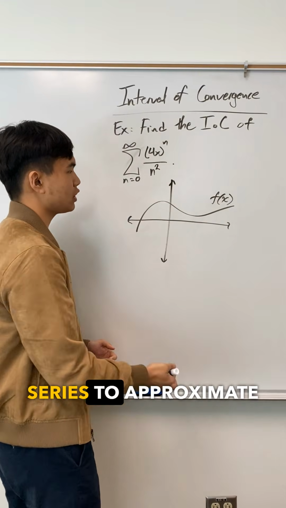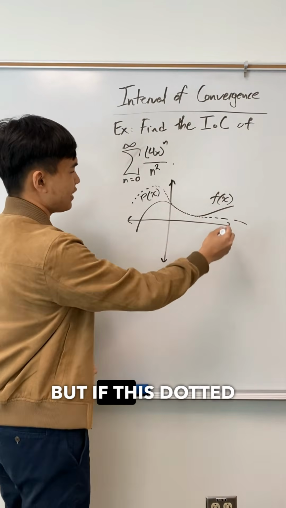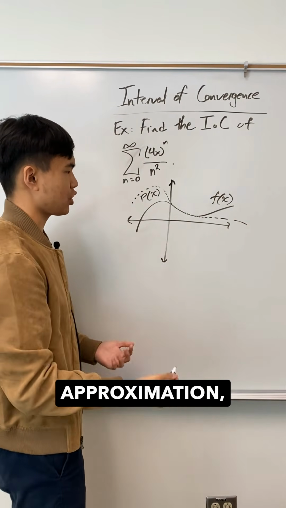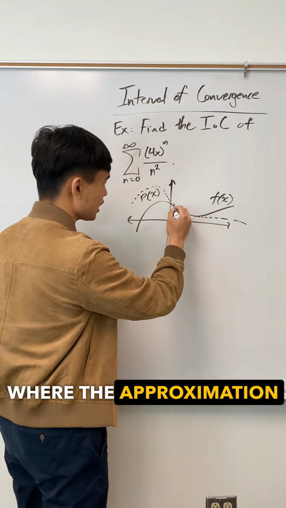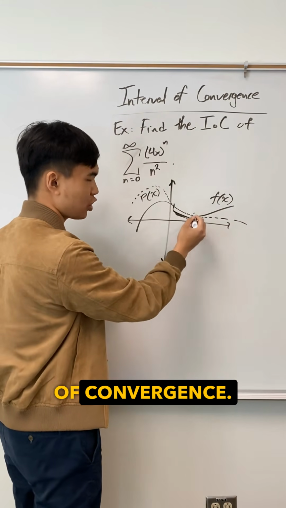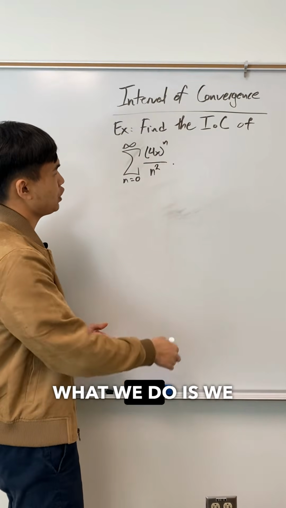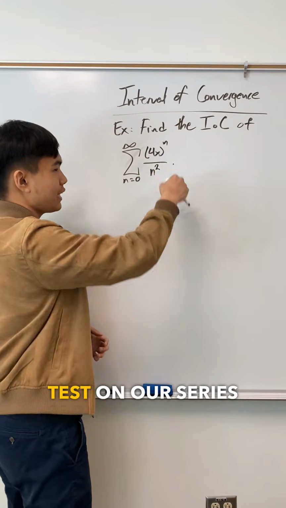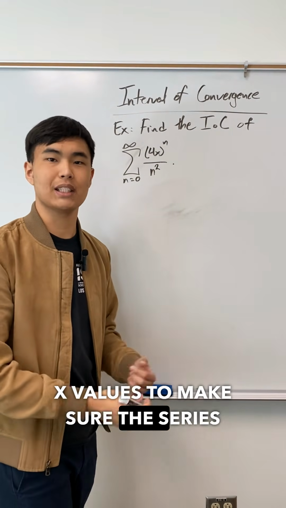Imagine we're trying to use series to approximate f of x here. But if this dotted line is our series approximation, then this interval where the approximation and the function lie completely on top of each other is called the interval of convergence. To find this interval, what we do is we use the ratio test on our series and then pick x values to make sure the series converges.